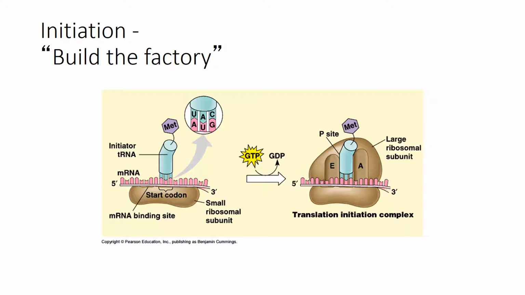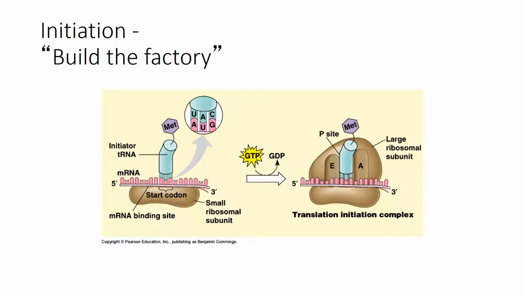Building the factory. As you can see, the messenger RNA is going to start off by binding to the small ribosomal subunit. There's going to be an initiator transfer RNA, and that's our start codon, remember? So we have the start codon as AUG, which codes for the amino acid methionine, and the anticodon on the transfer RNA that's going to bind to the start codon is UAC. Again, base pairing rules.